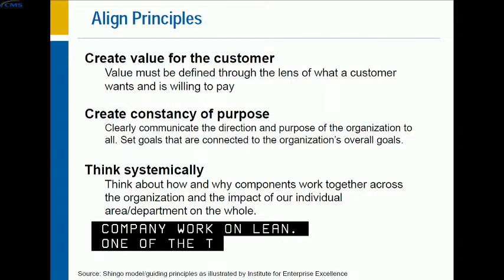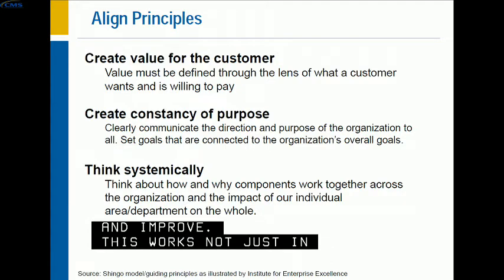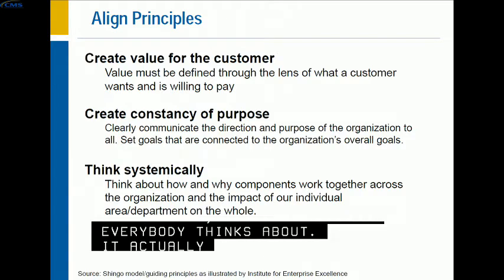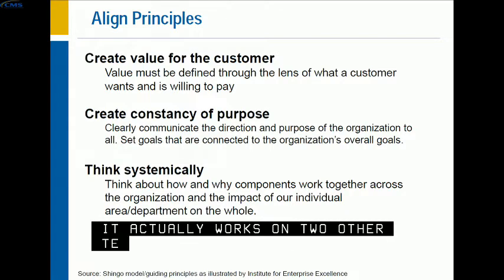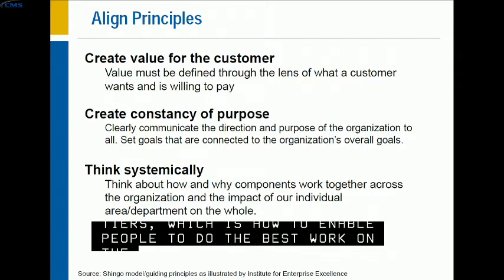So lean works not just in an improvement, that's been what everyone thinks about, but it actually works on two other spheres, which is how do you align people to be focusing on the right work? And then how do you enable all of the people that are doing the work to do their best work all the time? So as we think about aligning our work, what does that mean?